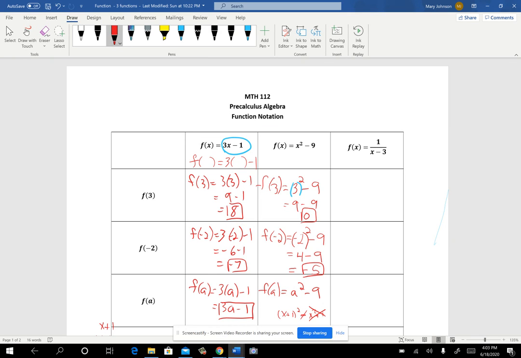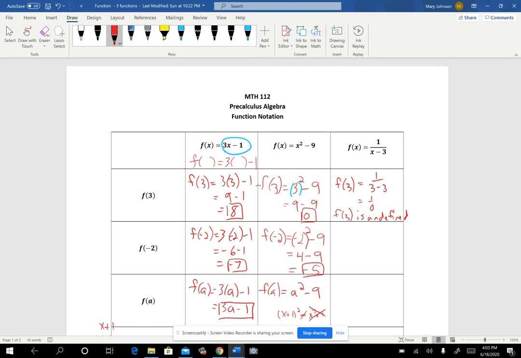Okay. So for instance, watch this. If I try to do f of 3, I'm going to get 1 over 3 minus 3. Well, that's a problem because I get a 0 in the denominator. So f of 3 is actually undefined. You can't divide by 0.